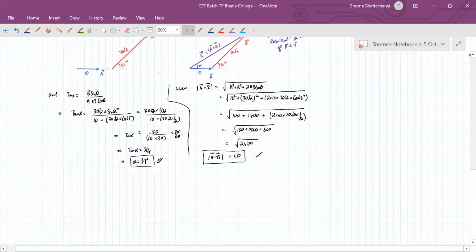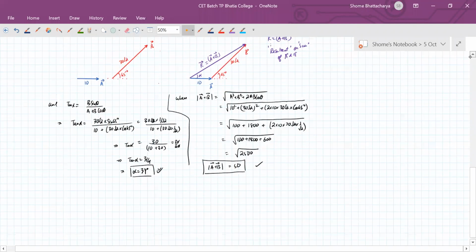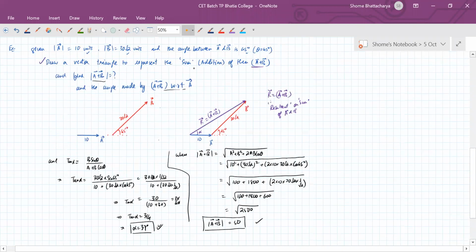So this is what you have to learn to do when it comes to addition of two vectors by triangle law. So please make a note of this carefully and understand each and every step.